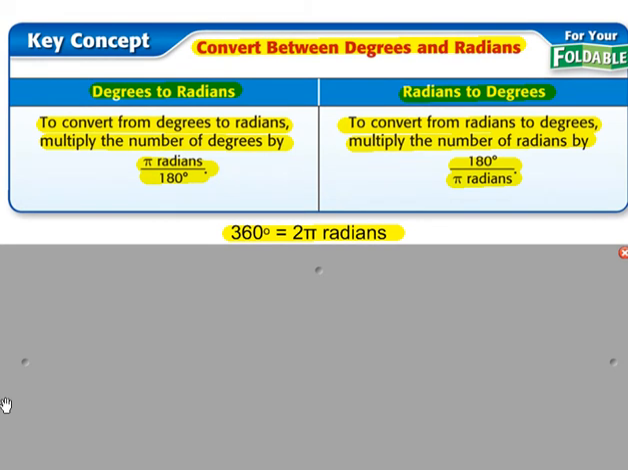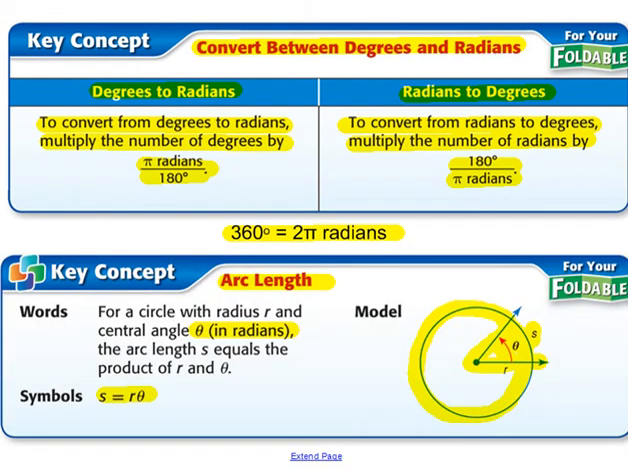And then the last thing is arc length. Arc length is really easy to find if you are measuring in radians. You just take the radius times the radians and you've got the arc length. Again, hit pause.